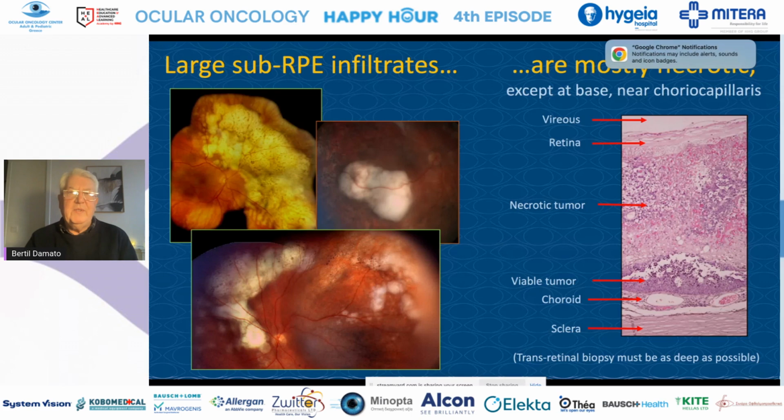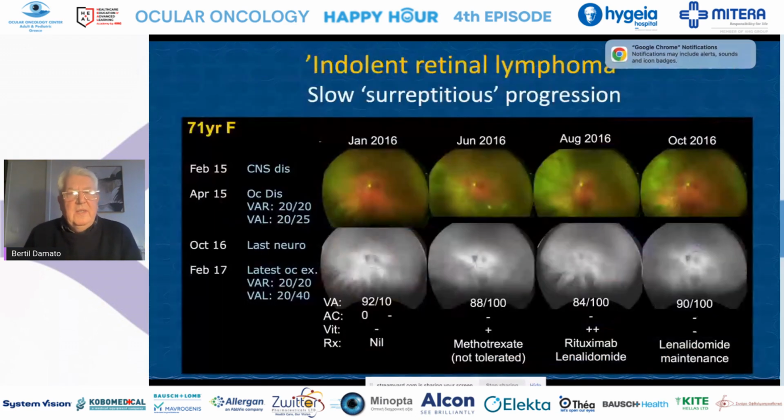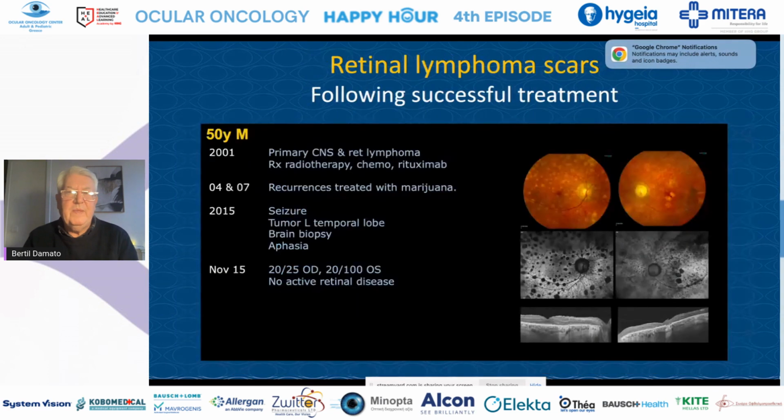So if these lesions are biopsied, it's important to go as deep as possible to increase the chances of getting viable cells. And in some patients, the vitreous is clear, the eye is quiet, and whenever you see the patient, you see that the scars, the infiltrates, are a little bit more extensive than the previous time. So this can progress in a very slow fashion in some patients.